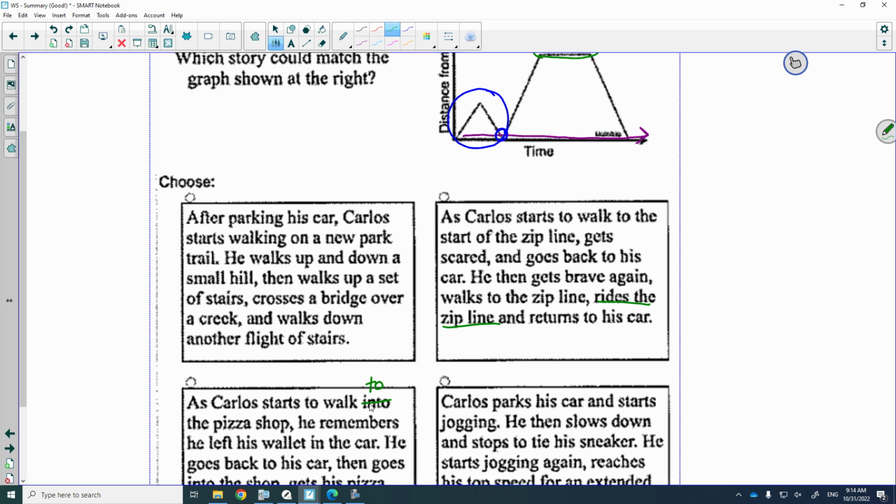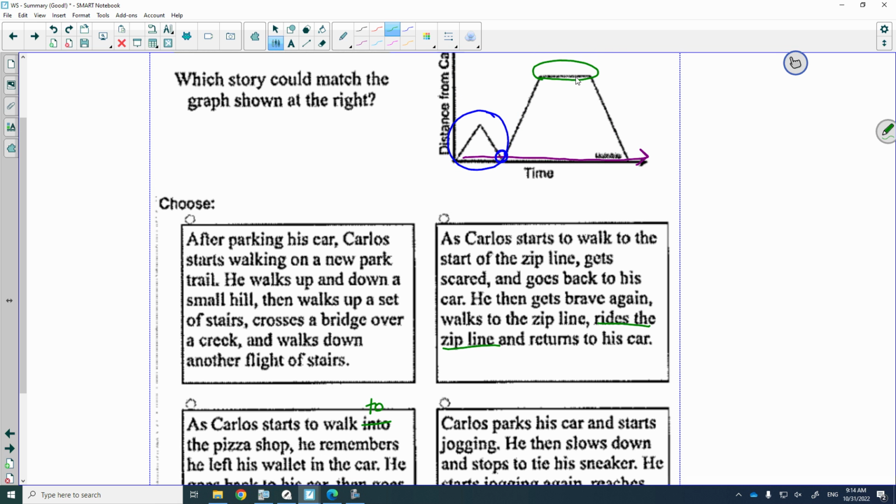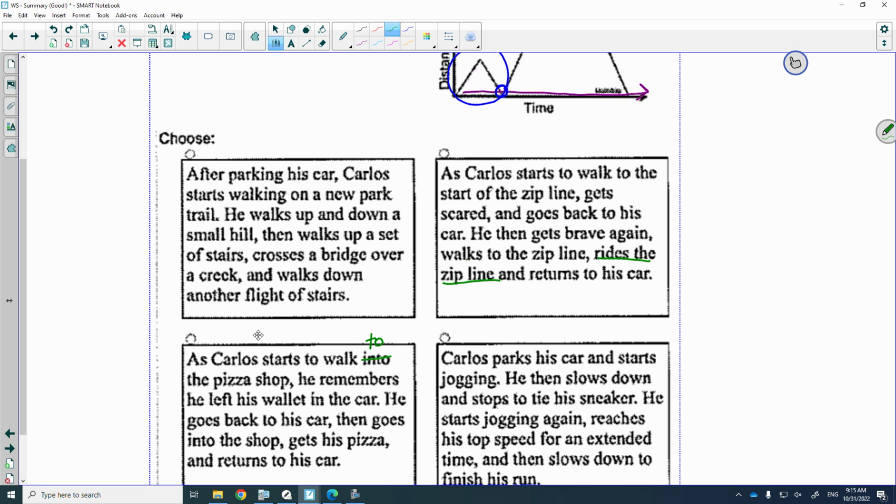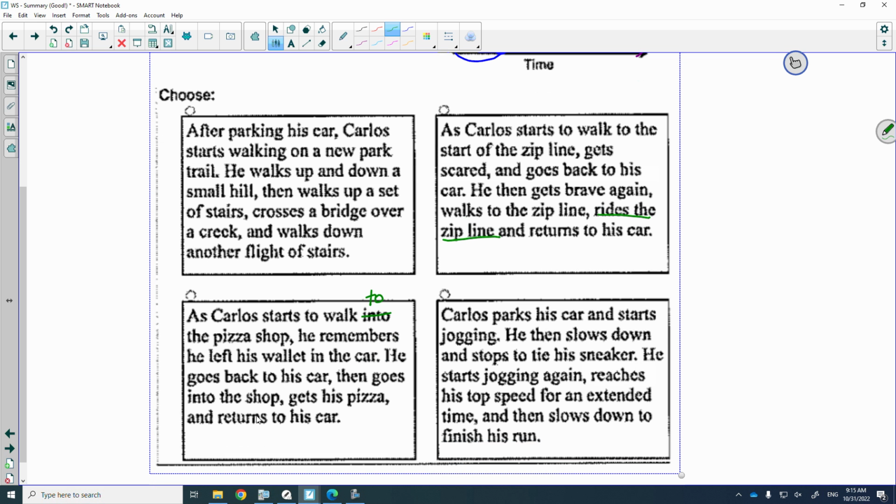I'd have to change this. He's not there yet. He returns back to his car, gets his wallet, then he walks all the way to the pizza shop. This represents him stopping somewhere, like to pick up his pizza or to do something. He goes back to his car, then he goes into the shop. Oh, wait a second. He goes back to his car.